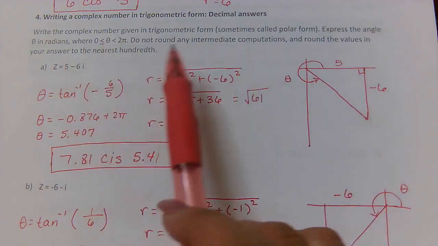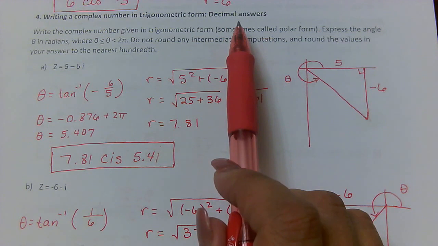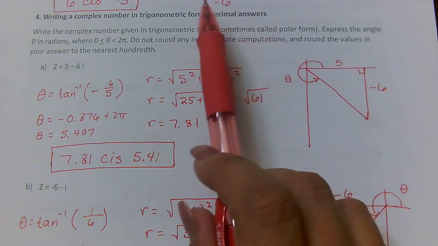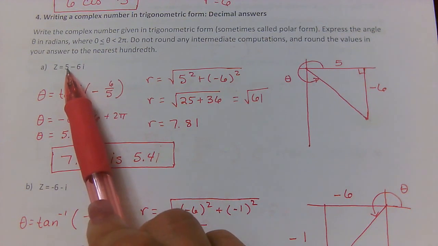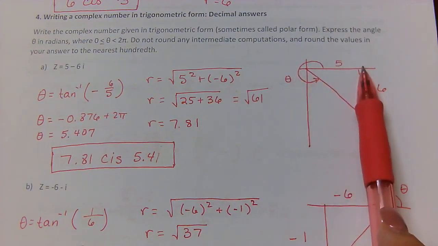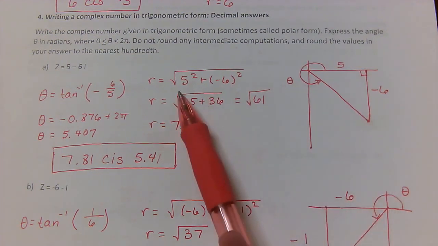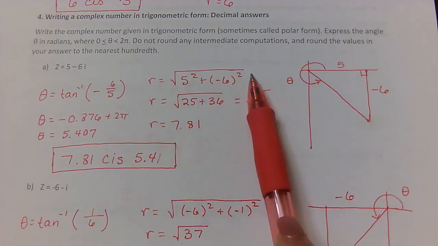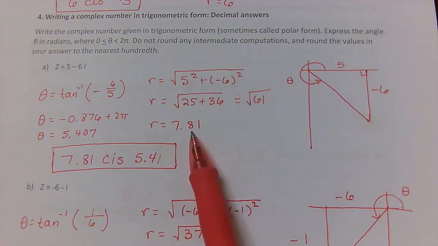Okay, for number 4, it's a little different because now we don't have special angles. We're going to have to use something that's not on the unit circle, so we're going to go ahead and find our decimal answers. Do the same thing as we've done before. Go ahead and plot this in the correct quadrant. Positive, negative means we're in quadrant 4, so positive 5, negative 6, and then you're going to find r. r will be 5 squared plus negative 6 squared, square root of 61. Use the approximation by just plugging that into your calculator.